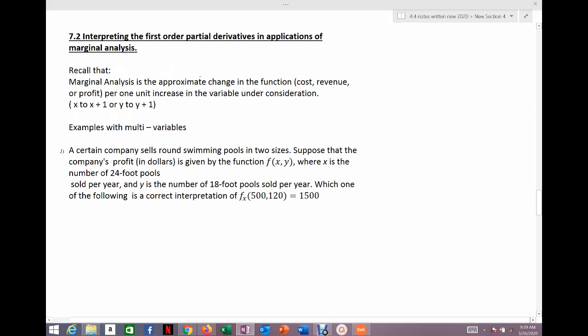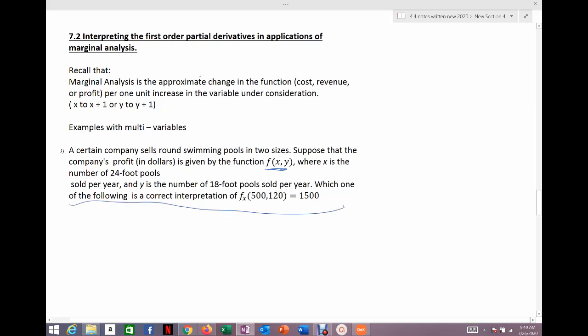Alright, so I'm going to look at this in an example. A lot of times, this is an easy example to write as a multiple choice question. So usually for the final exam, this would have been a multiple choice question. Alright, so, suppose we have a company that sells swimming pools with two different sizes. The company's profit is given by the function f of x, y. So again, this would be the profit function, where x is the number of the bigger pools, the 24-foot pools. y is the number of the smaller ones, the 18-foot pools.